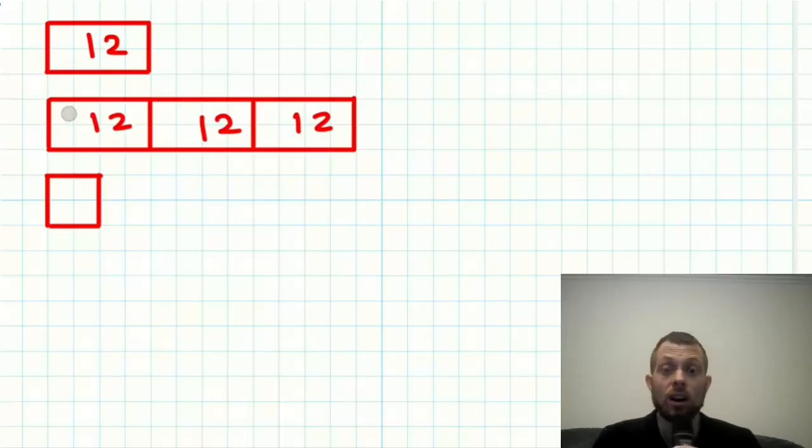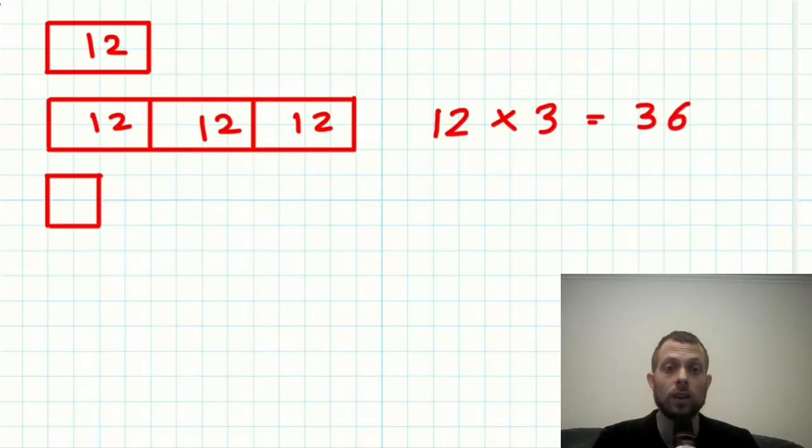Let's look at these bar models side by side. Again, 12 at the top is just 12, or 12 times 1. Underneath, we've got 12 times 3. So this is 12 plus 12 plus 12, which all adds up to 36. Underneath, we've got 12 times a half. So what number added to itself twice gives you 12? That would be 6. Let's look at a few more.